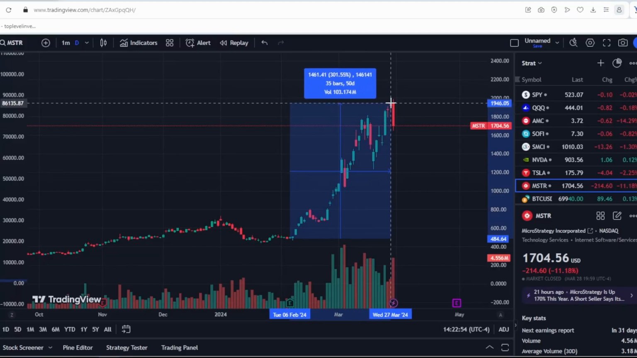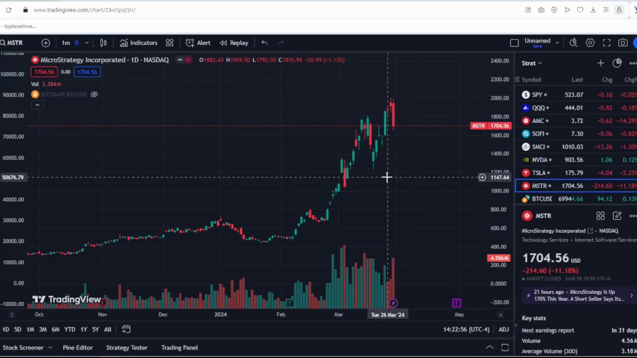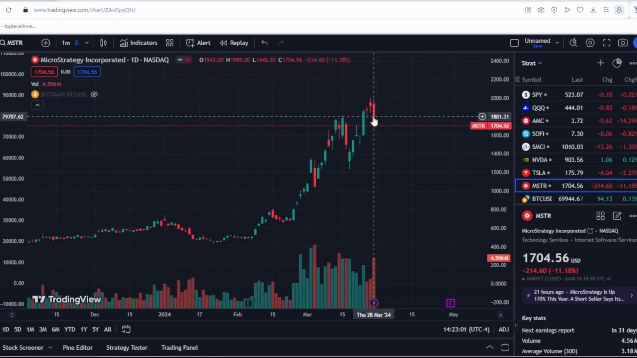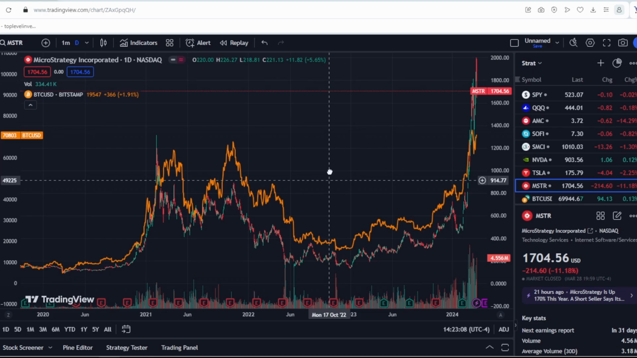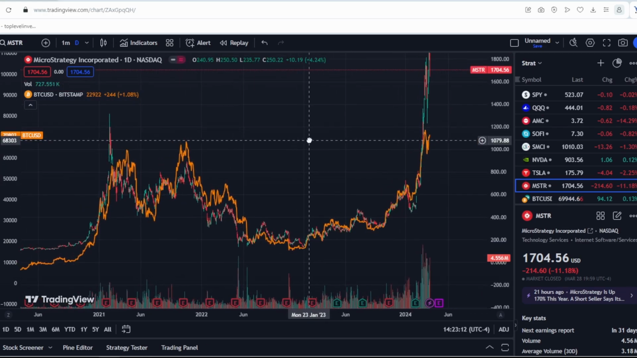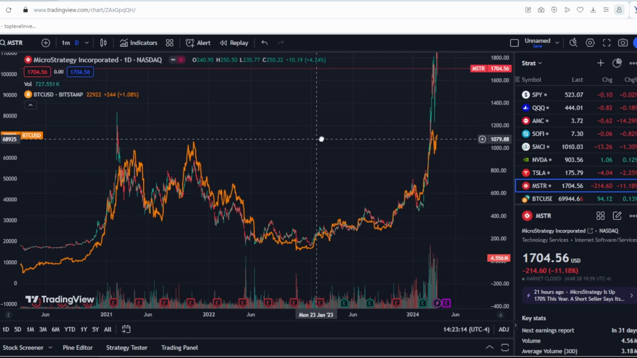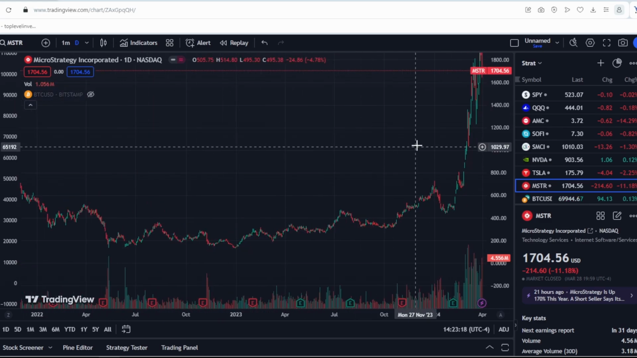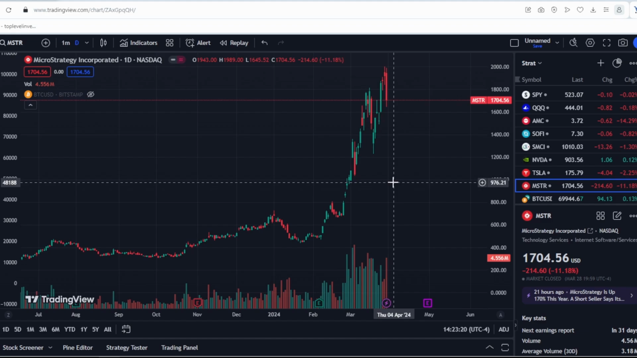The MicroStrategy stock has surged by 300% recently. It continues to rise, but there was a significant drop in the last day. I always overlay the Bitcoin chart on this stock. As we can see, previously Bitcoin and MicroStrategy had almost 100% correlation. I remind you that MicroStrategy holds almost 200,000 Bitcoins in its account as of Wednesday.